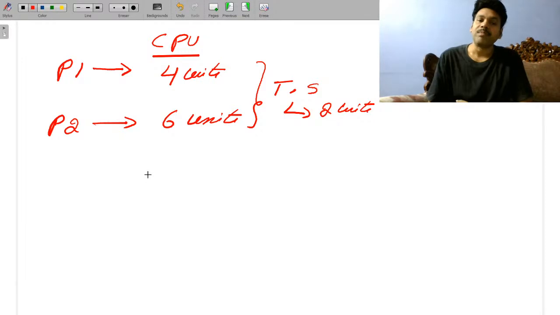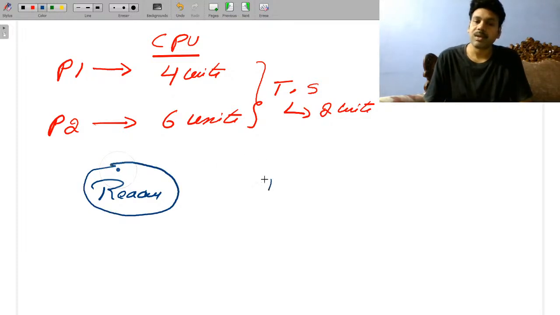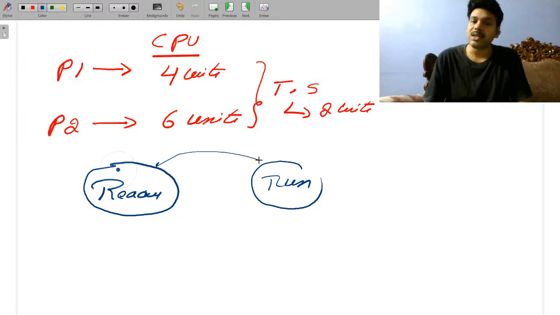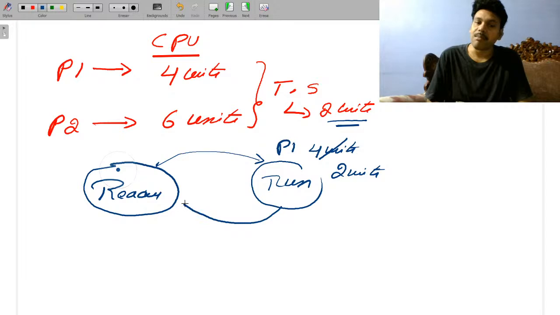Therefore, you see how the switching happens between them. This is the ready state and this is the run state. Initially P1 is sent to the run state. I need 4 units of time, but it can execute only 2 units. After executing 2 units, it comes back into the ready state. Now P1 has settled back, and P2 is going to join.